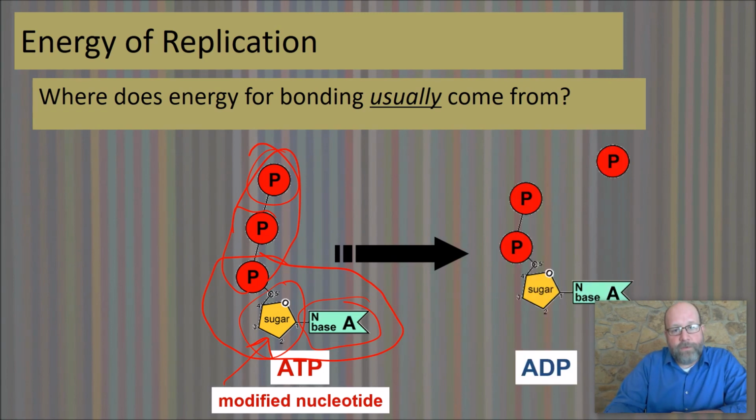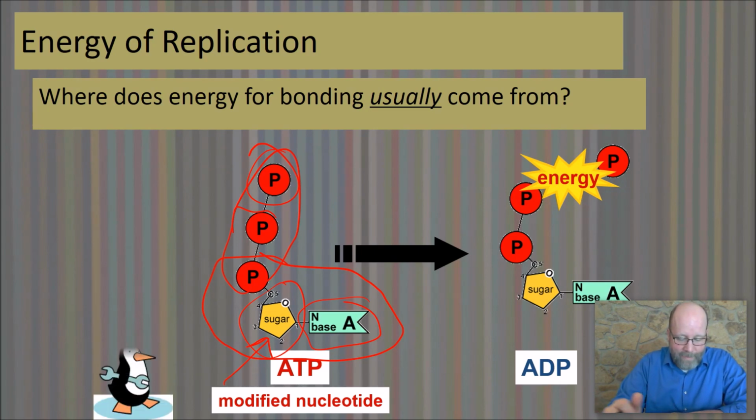You break off that third phosphate, and that's how we get energy from most of our chemical reactions in our cells, or at least the ones that require energy. There you go. The boom.